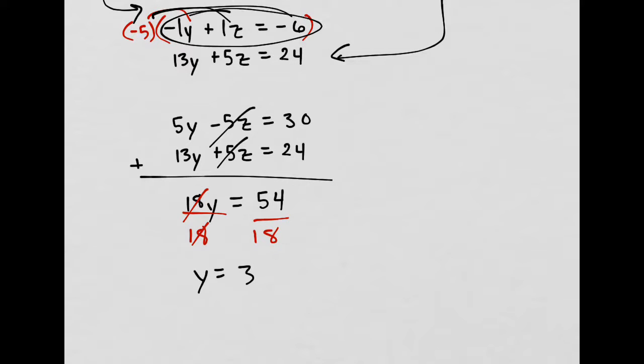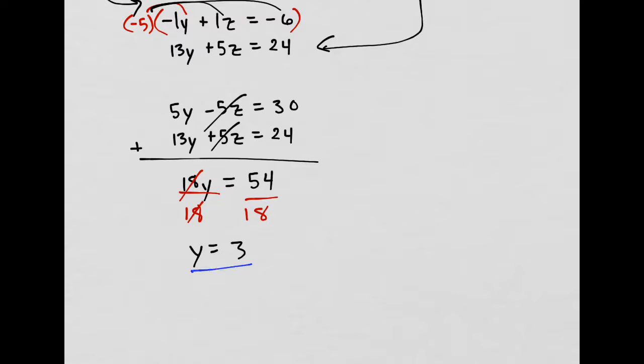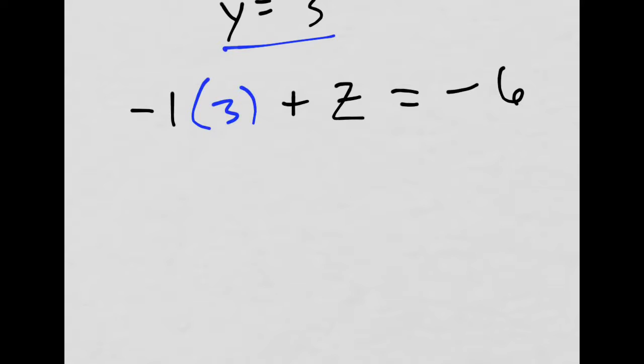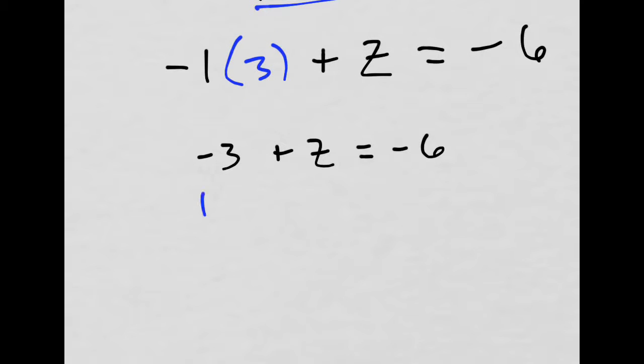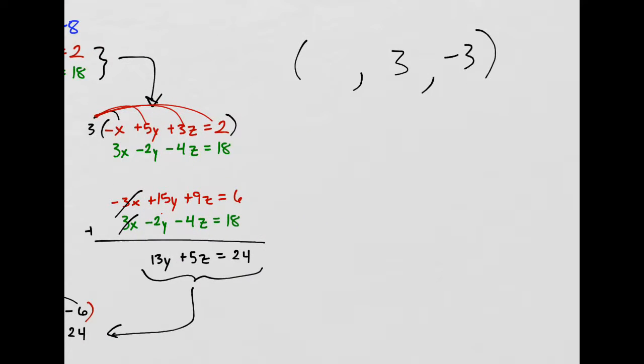I think I'm going to plug it into the top equation, just because it's the simplest. So let's see, what do I have? I'm going to write this one in blue, and we'll have -1 times 3, and then plus 1z, or just z, and that equals -6. And now I solve. So this would be -3 plus z equals -6. This is easy. Plus 3 to both sides. And then z equals -3. Cool. So we're already on our way.